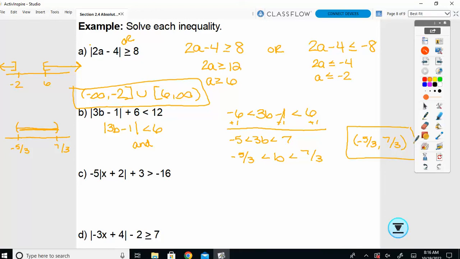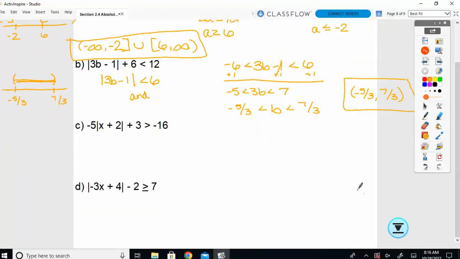All right. C, what's my first step? After 3. And then? And when I divide by a negative, what happens? Flips it. So we get 19.